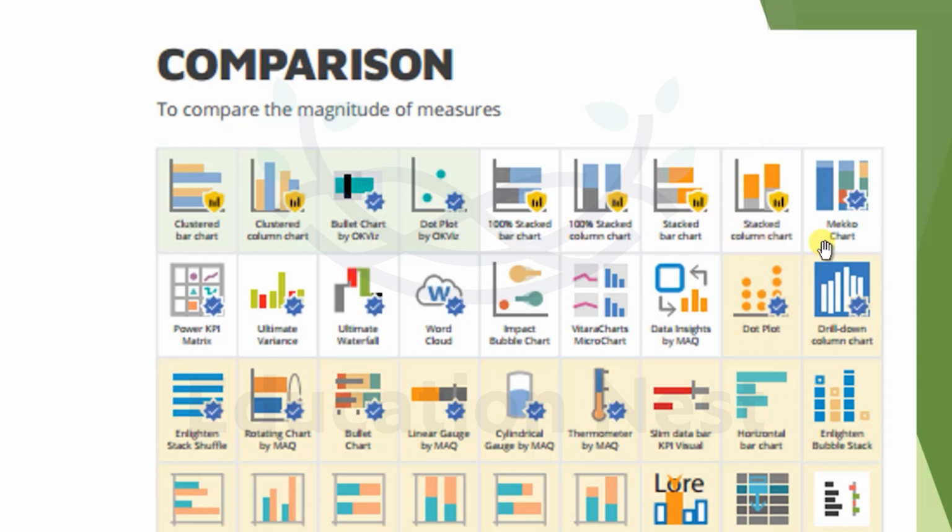Then there is Makiko chart, Power KPI matrix, ultimate variance, ultimate waterfall, which is like adding things up and down over a period of time. So if you have multiple products, product A followed by product B, and then there was a slack, and then product C, which brought down the sales, and then finally product D.